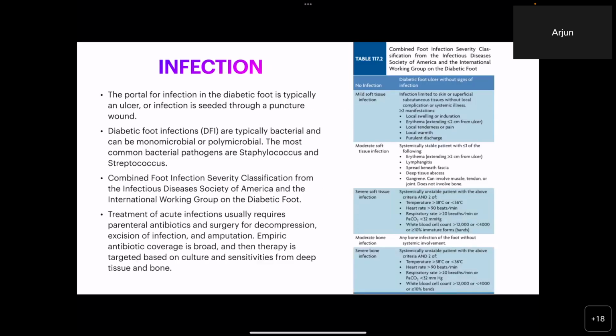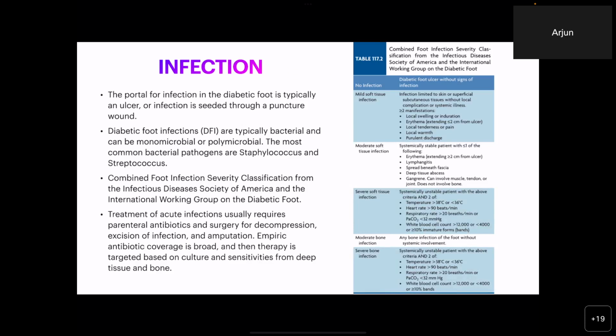Coming to infections, the portal for infection in the diabetic foot is typically an ulcer or infection seeded through a puncture wound. Diabetic foot infections are typically bacterial and can be monomicrobial or polymicrobial. The most common bacterial pathogens are Staphylococcus as well as Streptococcus.